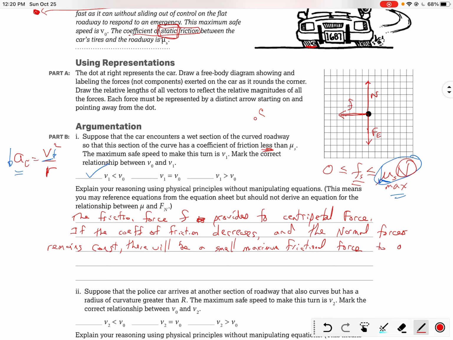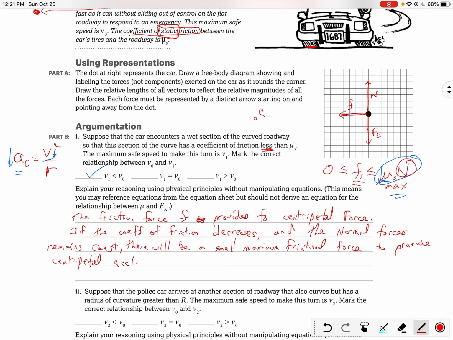To provide centripetal acceleration. Okay, so those are some pretty clear statements of evidence. We've created a logical connection there.